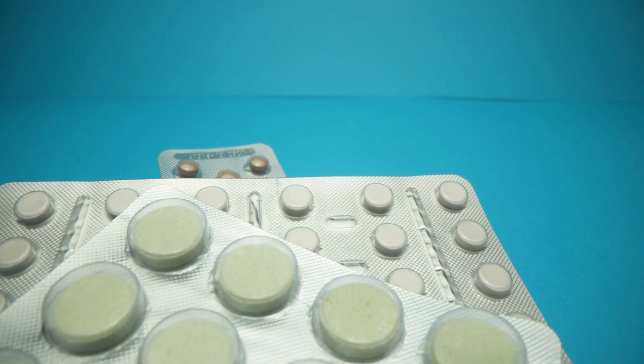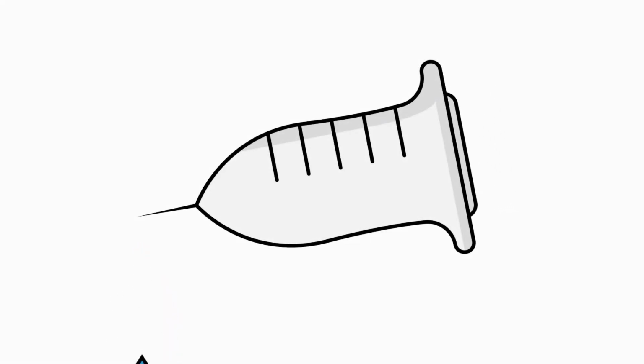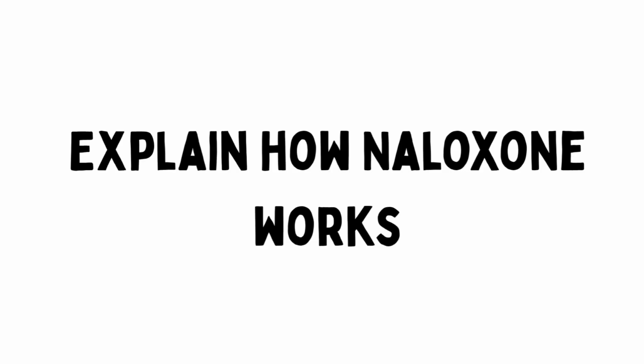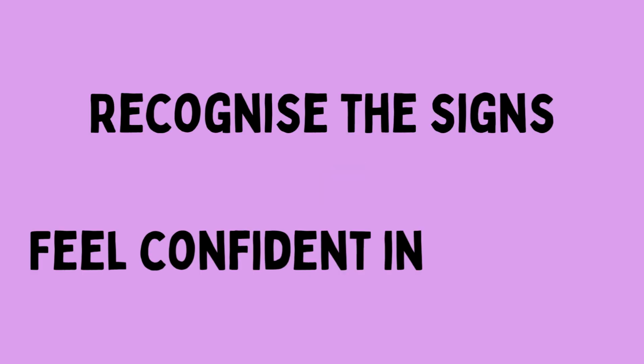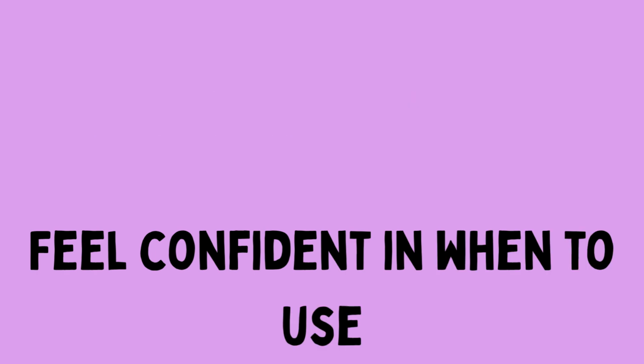In this session, we will explore Naloxone, also known as Narcan, and why understanding its use is an essential skill for modern-day nursing practice. By the end of this session, you should be able to do 3 things. 1. Describe what Naloxone is used for and why it is important. 2. Explain how Naloxone works within the human body. And 3. Recognize the signs of an opioid overdose and feel confident in deciding when Naloxone should be used.